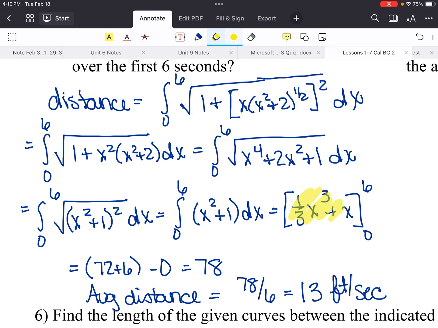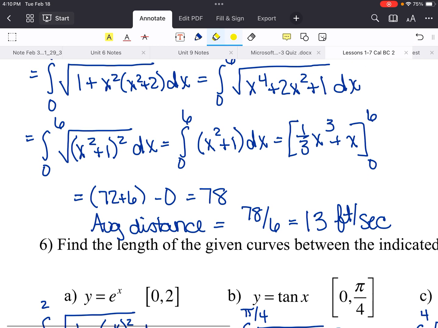Get 1/3 x cubed plus x, plug in the 6, plug in the 0, and subtract. So the total distance that this bug traveled is 78. And it said average, so it traveled 78 feet over a 6-second time period. So that averages out to 13 feet per second.